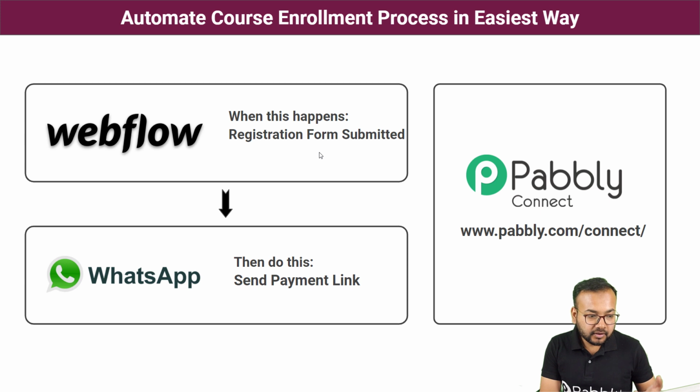Here you can see the flow of this automation. You just have to create a registration form and attach it on a Webflow website. Webflow is a no code website builder, so you can create a registration form easily here. As and when any of your students submits this form, a payment link is generated and sent to your student on their WhatsApp account automatically. So you need not create a payment link manually and then send it on WhatsApp one by one to all your students. It is going to save a huge amount of your time and manual effort.